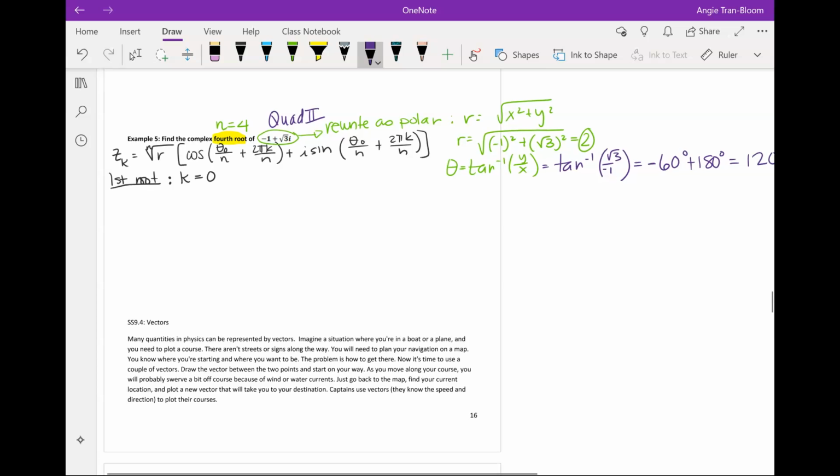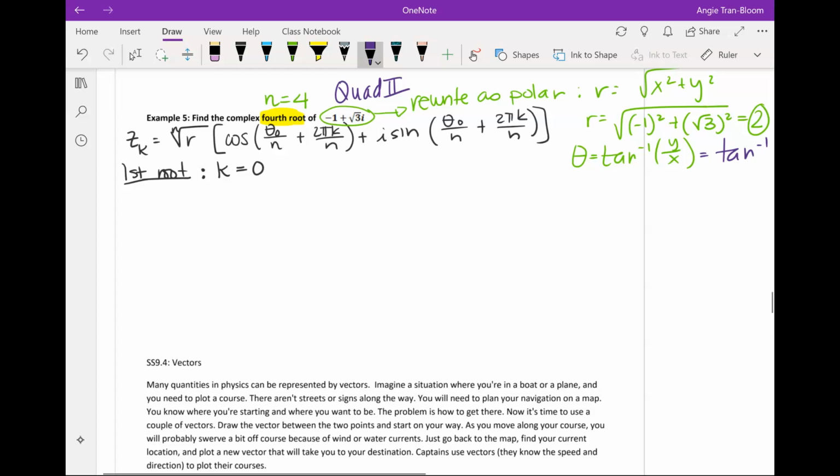Now we can plug it in. Ready? First root, that means this is really z subscript of what? 0 equals, you know, n. What is your n for this problem? Always 4. What is r for this problem? Always 2. So that piece will never change.